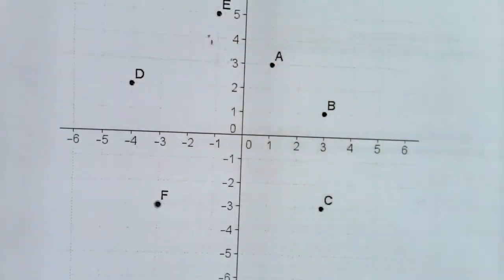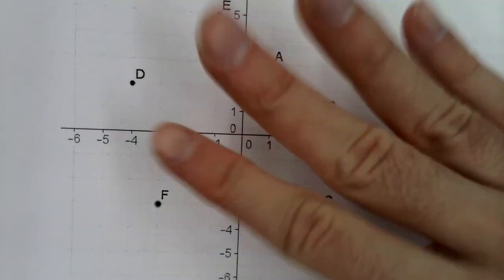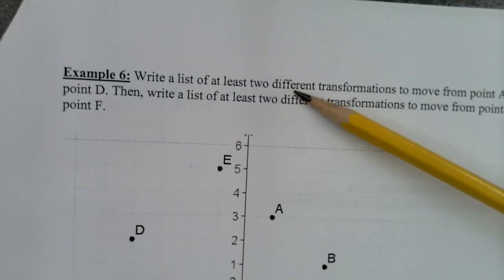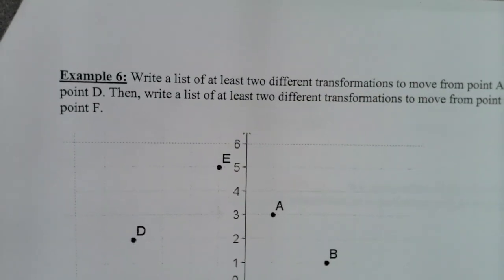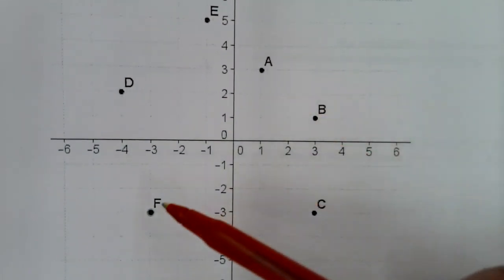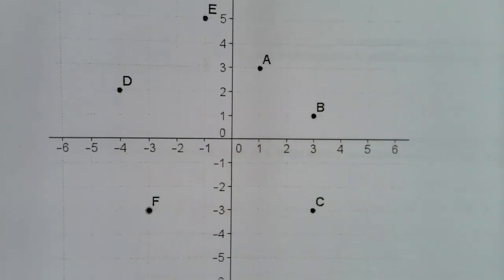So we have to do the same exact thing to move from point B to point F now. But again, the directions above said you have to have two different transformations. So you cannot do reflection, reflection. You cannot do rotation, rotation. You cannot do translation, translation. So this time, let's do a rotation. We're going from B to F. Let's do a rotation this time just to switch it up.